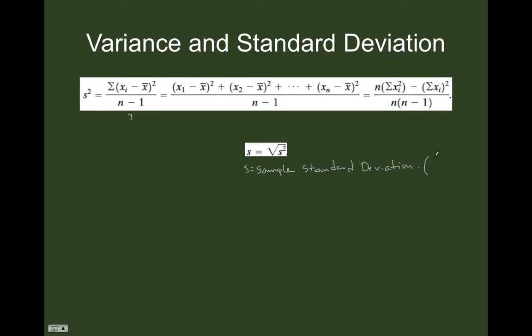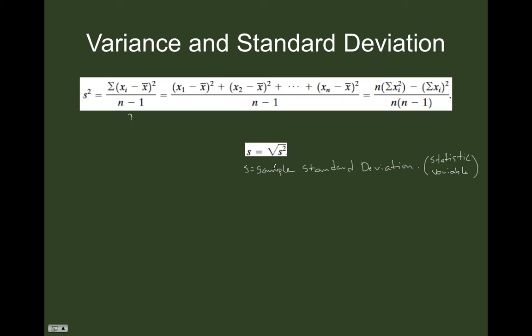Which is a statistic and therefore a variable. And of course, so is S squared. But notice, formulaically, S is the square root of S squared. So if you calculate the variance, take the square root of the variance, that gives you the sample standard deviation.